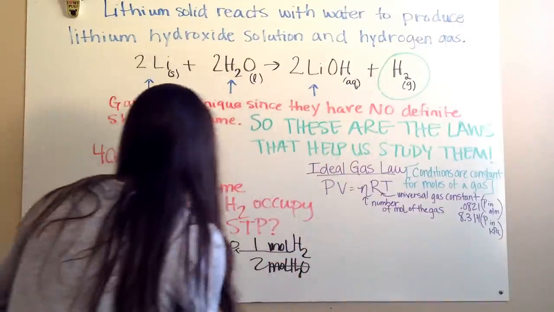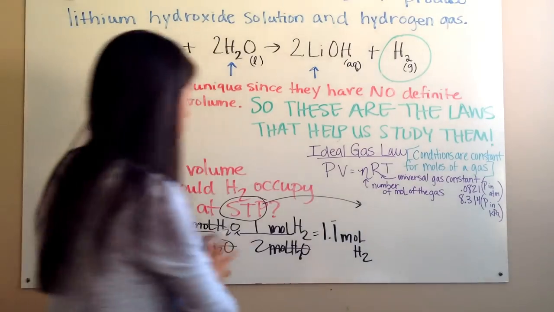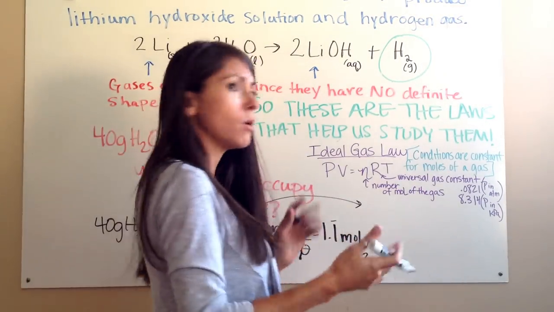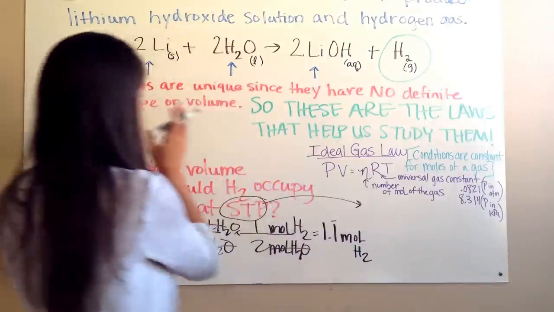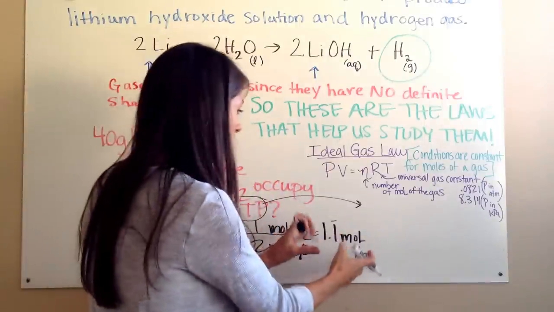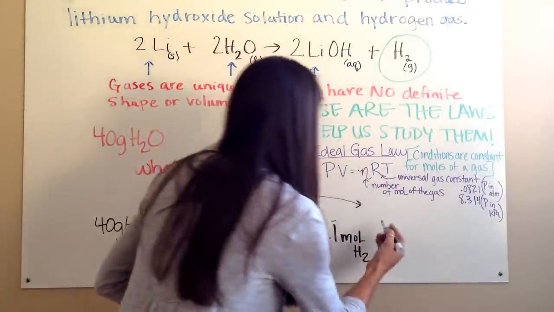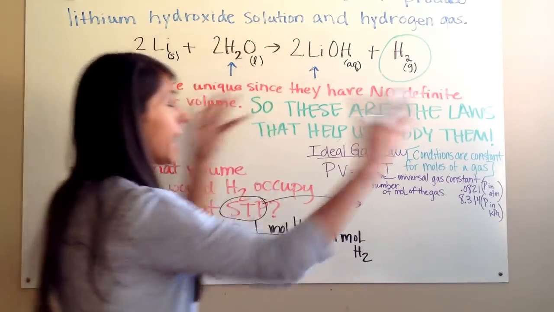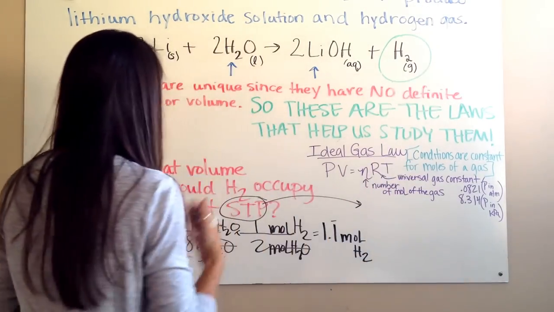So now that we are in moles, when we plug all this in, we end up getting around 1.1 repeating moles. Around 1 mole of hydrogen gas should form. If we started with 40 grams of water, that's how many moles of hydrogen gas should be produced. We can take this and determine what volume, if we were to be able to capture all that gas, how many liters it would be.